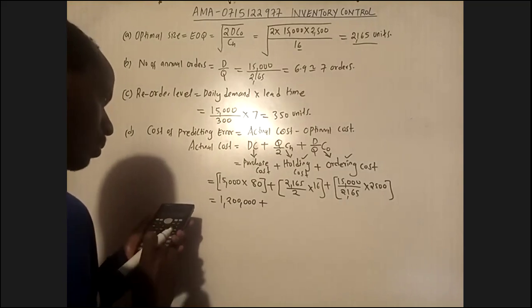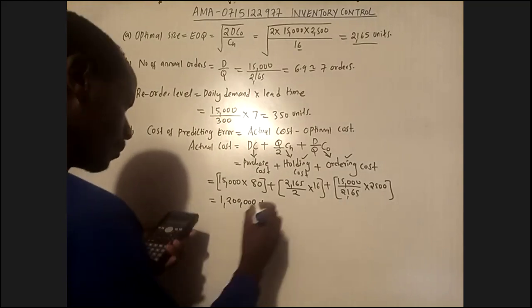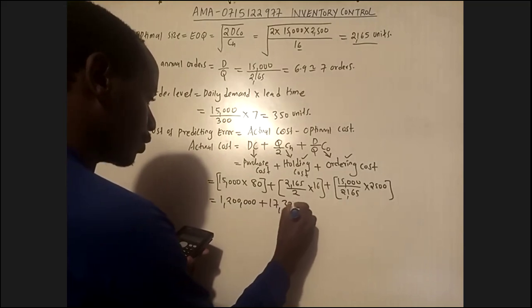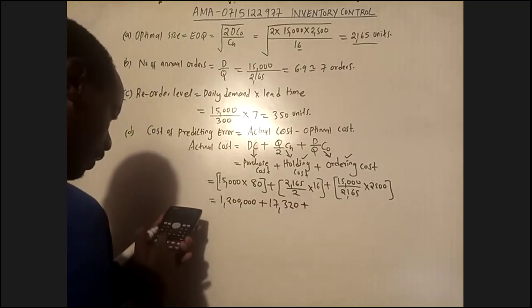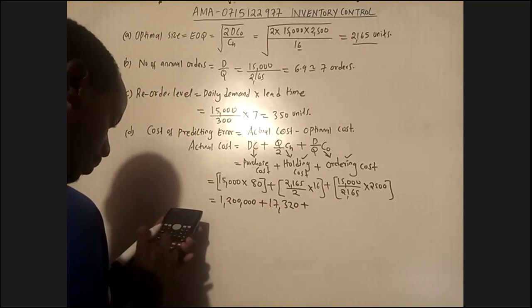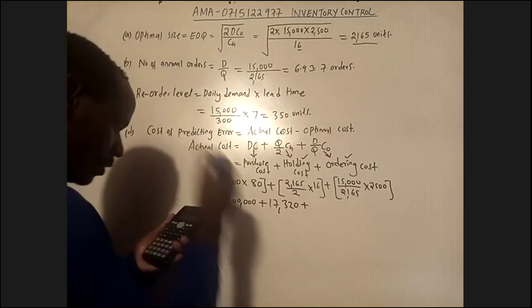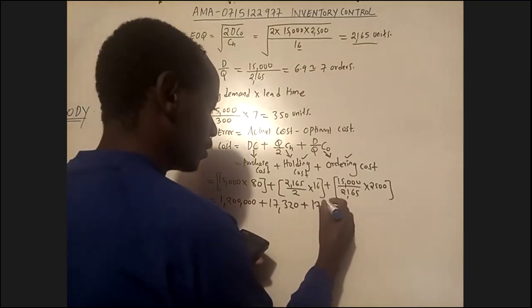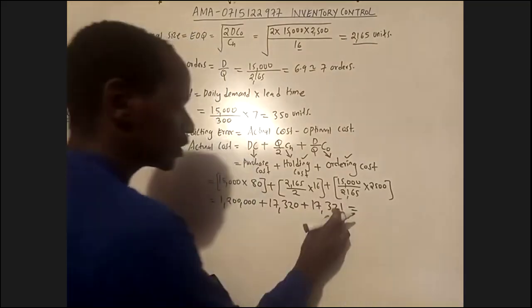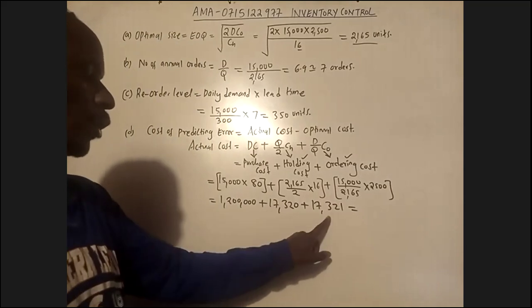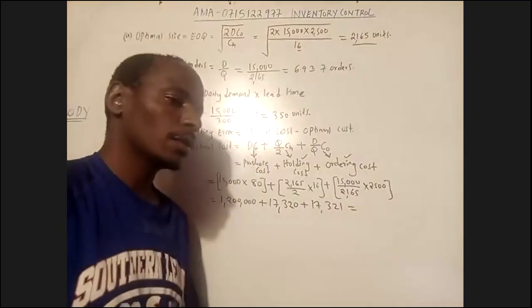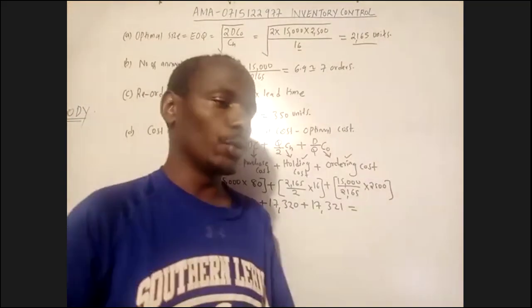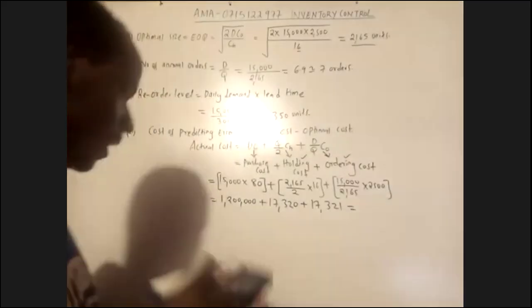2165 divided by 2 times 16, 17,320. 15,000 divided by 2165 times 2500. 17,321. So I have told you it is the same. So 321, just 1 shilling. So holding cost and ordering cost are always the same.